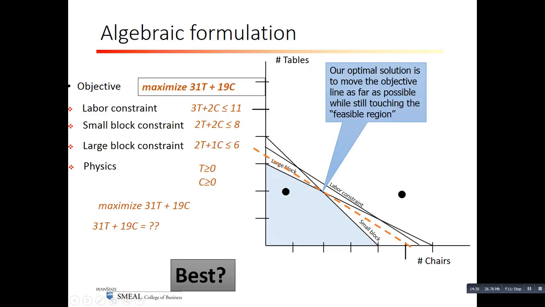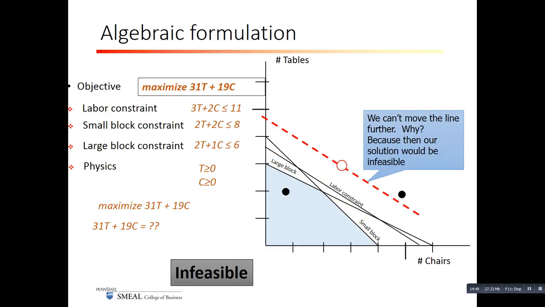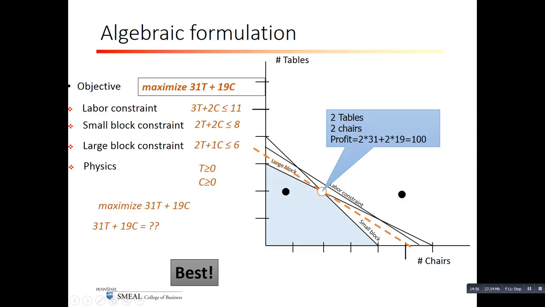Now this line seems to touch the feasible region, meaning we couldn't move this line up again, because otherwise we will get out of the feasible region. The solution we get will no longer be feasible. So this point actually will be our optimal solution, which corresponds to two tables and two chairs. The profit we earn is 100. And this is our optimal solution.